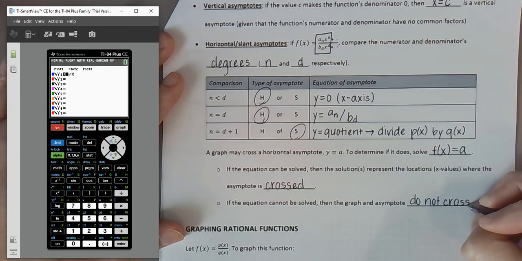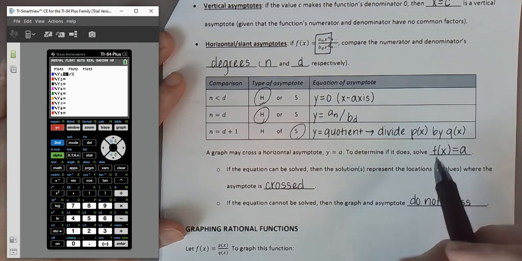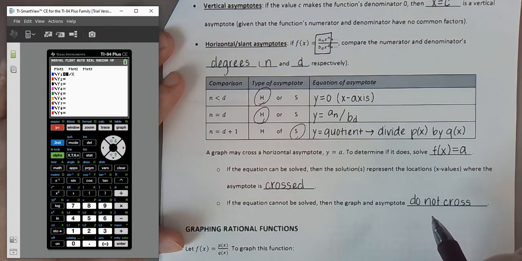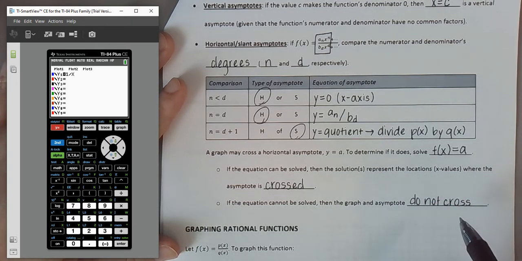Sometimes they will, sometimes they won't. In some cases, we may not even have to set this up to solve. One time saver here is just to use your graphing calculator. The graphing calculator can help you determine if and where any asymptotes cross your graph. So we're going to use the graphing calculator to save a little bit of time, particularly with things like this.